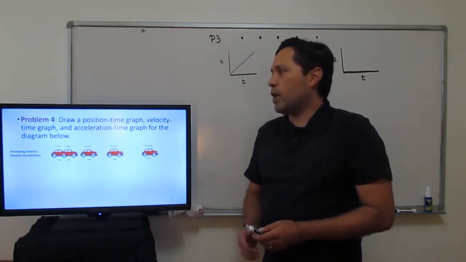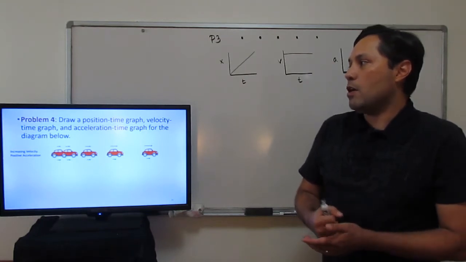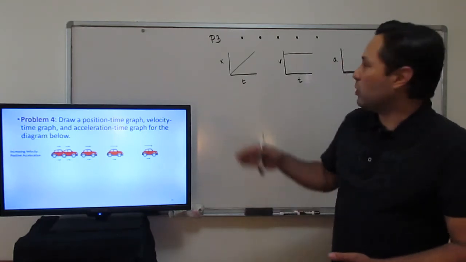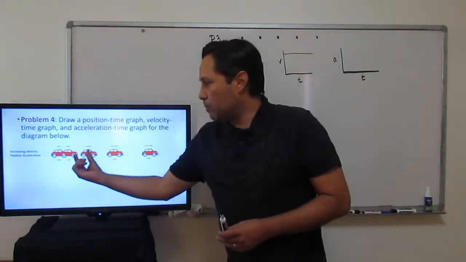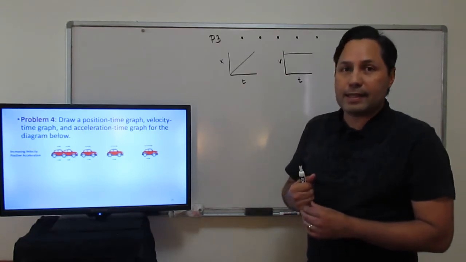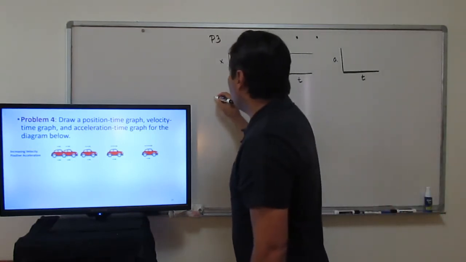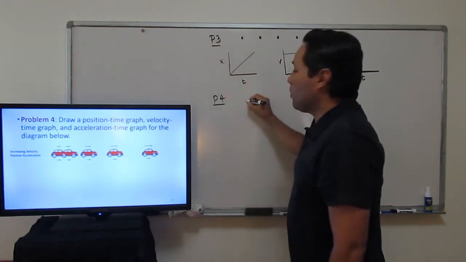On problem number 4, they ask you to draw a position time graph, velocity time graph, and acceleration time graph for this diagram below. So they want the same type of graphs, but in this case, notice that the gaps are getting bigger and bigger and bigger. That means that our car is going faster and faster. It is accelerating.